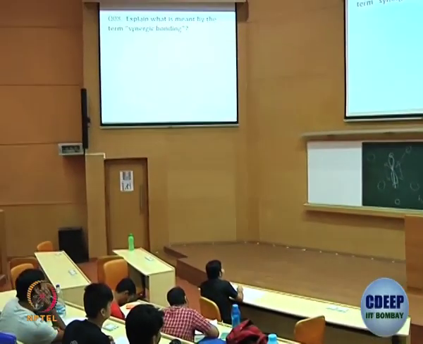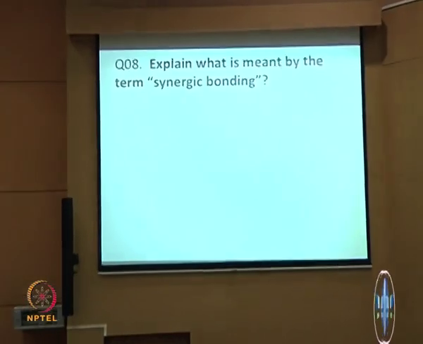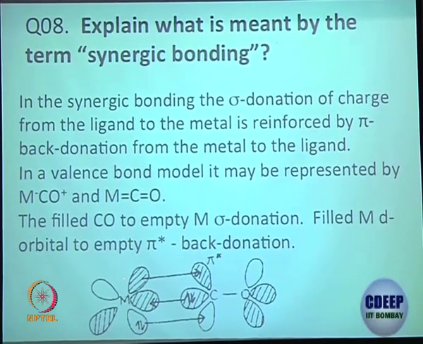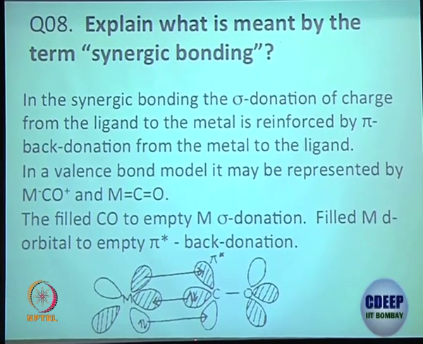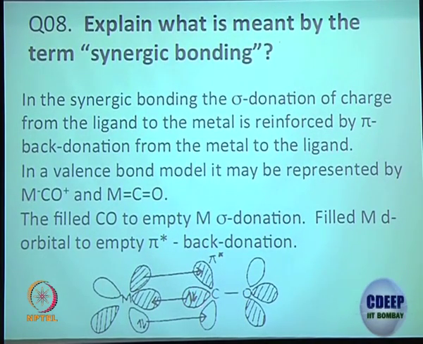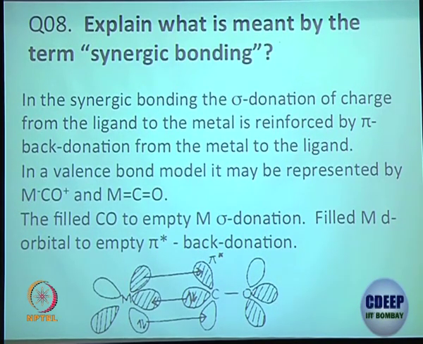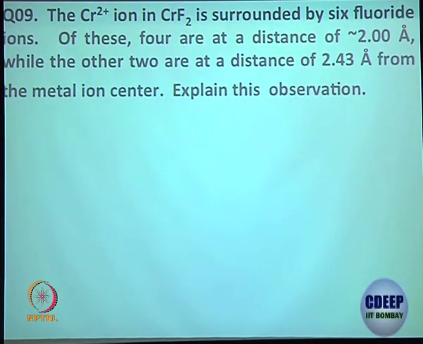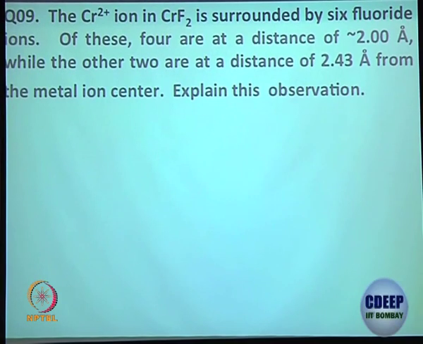Now explain what is meant by the term synergic bonding. This is a textbook question. I think you have studied it for your exam before. It's the sigma bonding between the ligand orbital and the metal orbital, and pi back bonding between the metal orbital and the antibonding orbital of carbon monoxide. Synergic bonding: the ligand donates, the metal gives back. That's what I was trying to say, I am teaching, and tomorrow you will give me money. That is synergic bonding, right? Once you become trillionaire, I am sure some of you, billionaire or whatever.